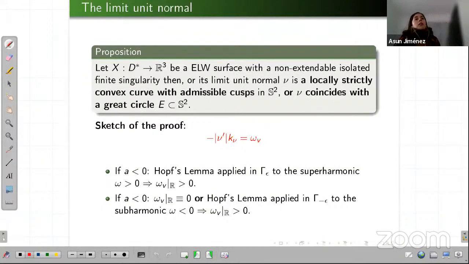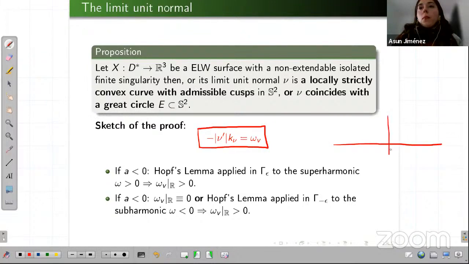So I will skip the details, but I want to mention what is the proof of the proposition. How do we deduce this kind of behavior about the limit unit normal? The key point is this relation here in red. You have your strip where your surface is now parameterized. This red line here corresponds to the singularity. You have your angle function, which is positive in the strip and is zero on the boundary.